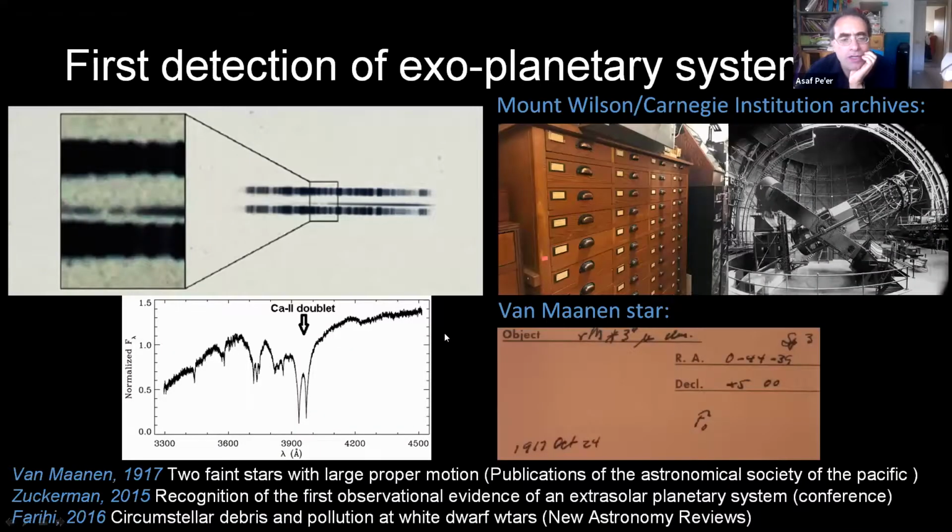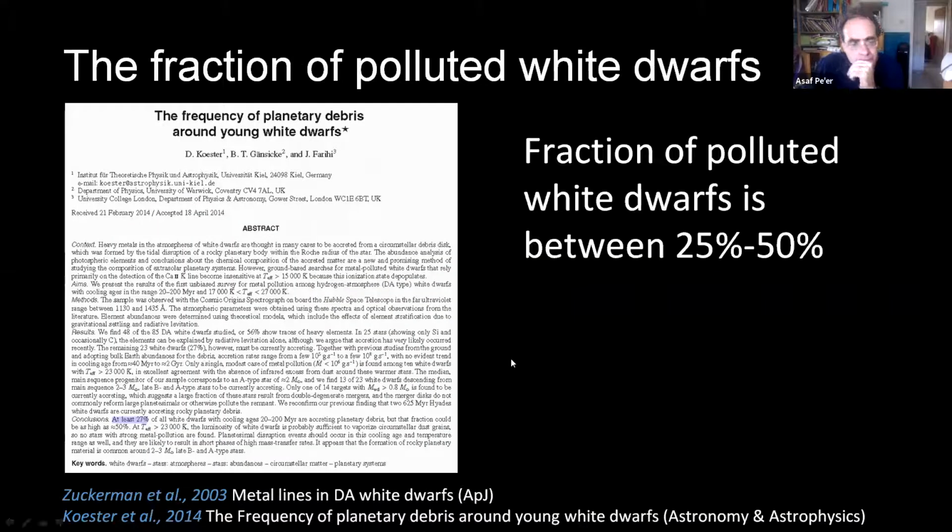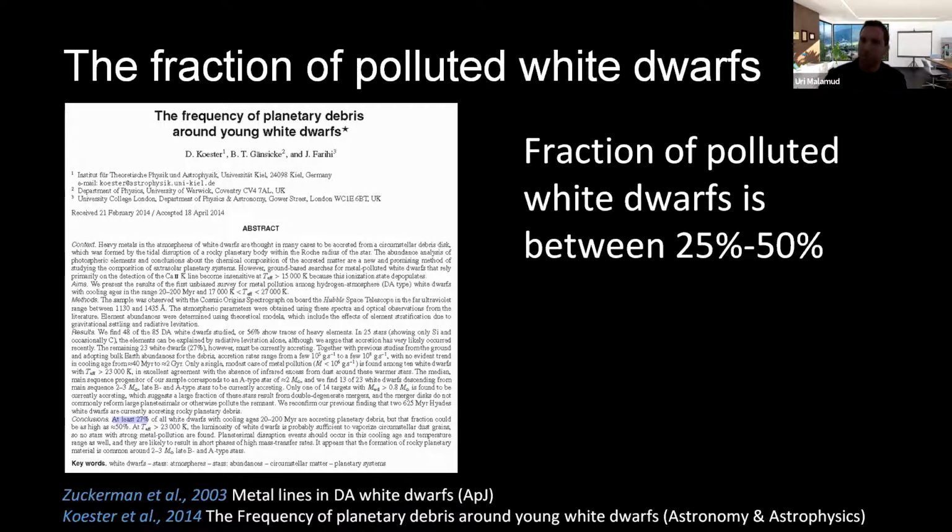How well can you measure the age of the white dwarfs? I think it's basically established based on the temperature and theoretical models, of course. Okay.